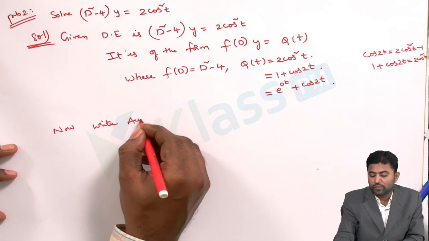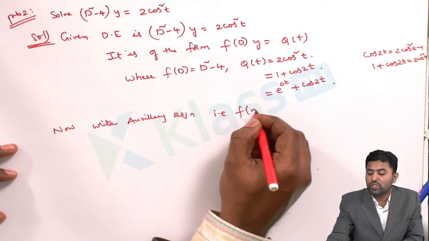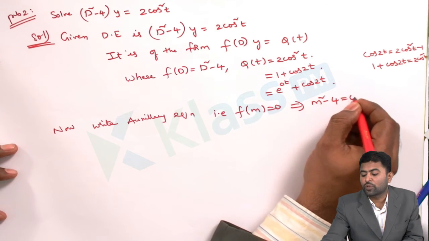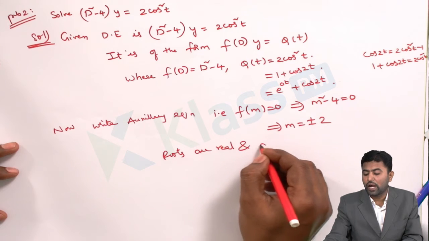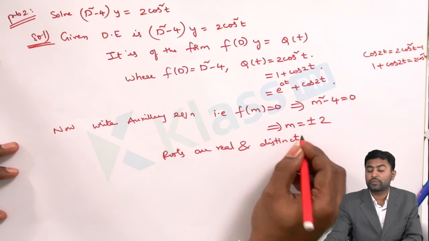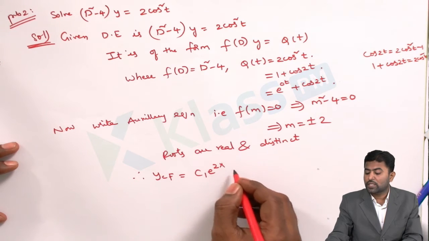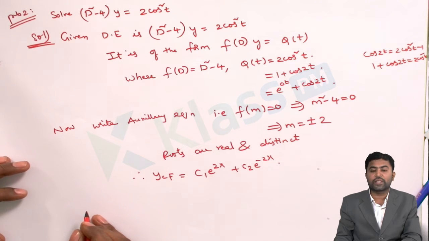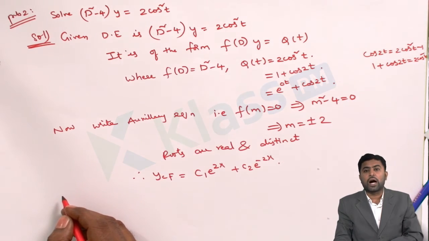Now write the auxiliary equation, that is f of m is equal to 0. It implies m square minus 4 is equal to 0. Roots are real and distinct. They are different. So therefore YCF is equal to C1 e power 2x plus C2 e power minus 2x. We got YCF as C1 e power 2x plus C2 e power minus 2x. Now we'll see what is YPI.